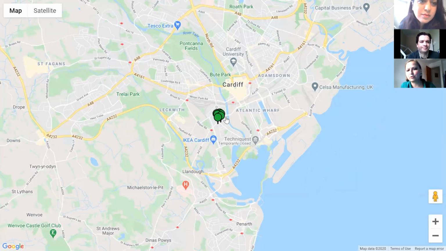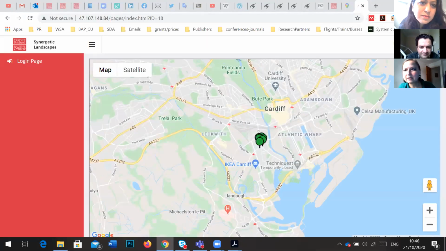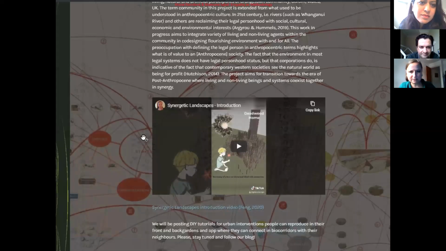So it's becoming a sort of urban game by generating empathy across the neighbors. And you see, okay, well, my neighbor made one, and I am missing on the map to generate a biocorridor. So in fact, I have to do this intervention as well. So I will get back to the presentation.